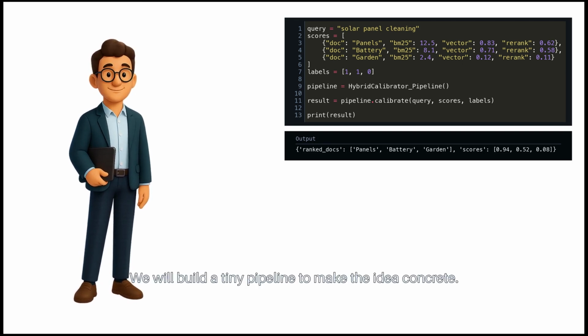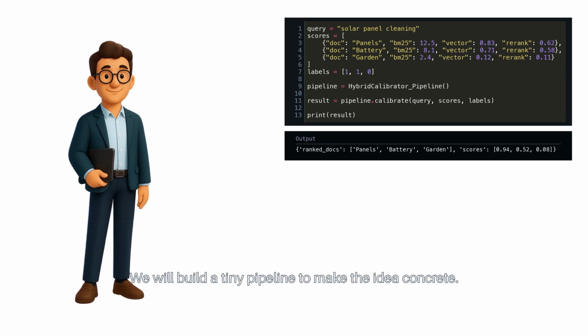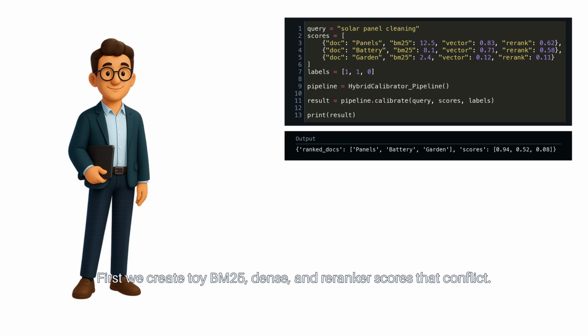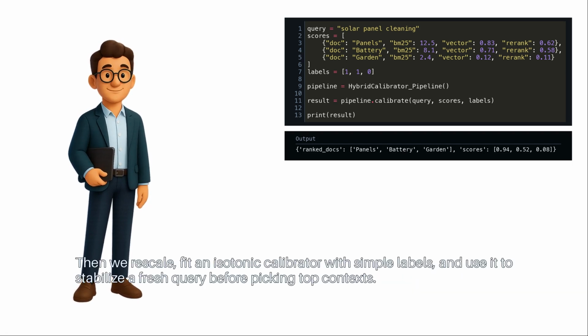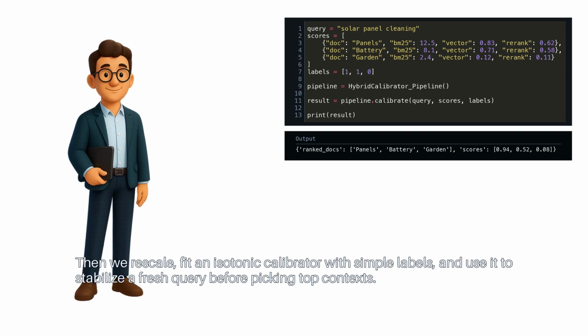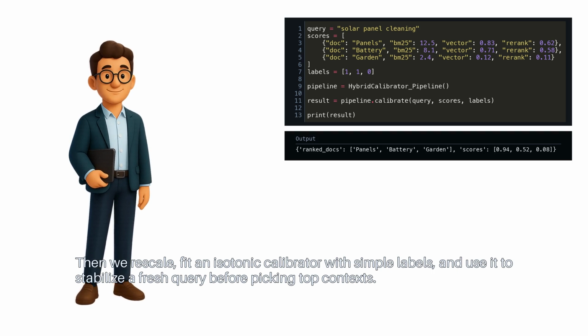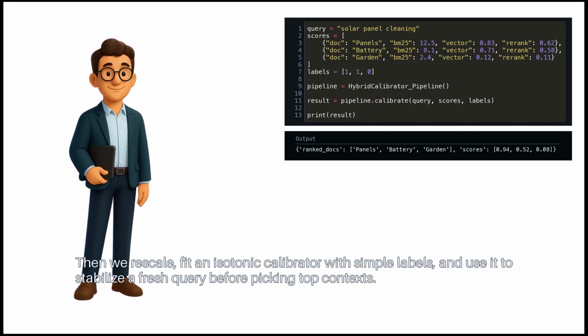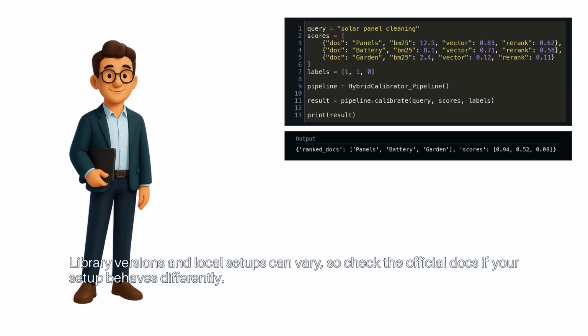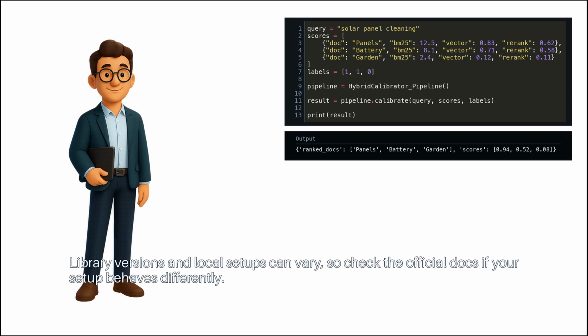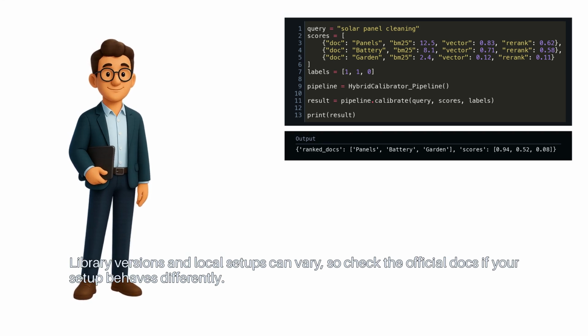We will build a tiny pipeline to make the idea concrete. First, we create toy BM25, dense, and reranker scores that conflict. Then, we rescale, fit an isotonic calibrator with simple labels, and use it to stabilize a fresh query before picking top contexts. Quick note, this code is designed to teach the core idea clearly. Library versions and local setups can vary, so check the official docs if your setup behaves differently.